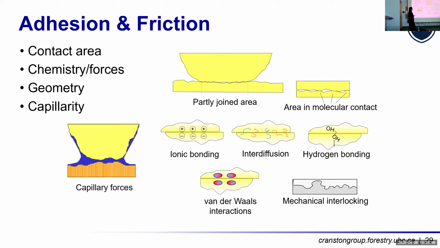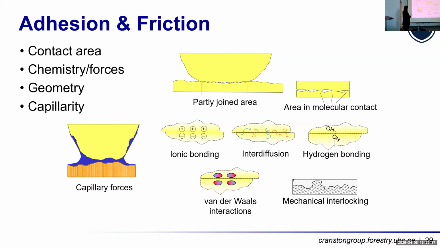And so adhesion and friction are going to be really, really sensitive to the contact area. Again, this is a good reason to have these colloidal probes instead of a sharp tip that's not as well defined. Then in that contact area, there's the chemistry and the forces, where we've got lots of options of things that can be going on between those surfaces. But there's also geometric constraints in terms of the actual molecular contact, or maybe mechanical interlocking, how things get stuck together. And then capillarity.